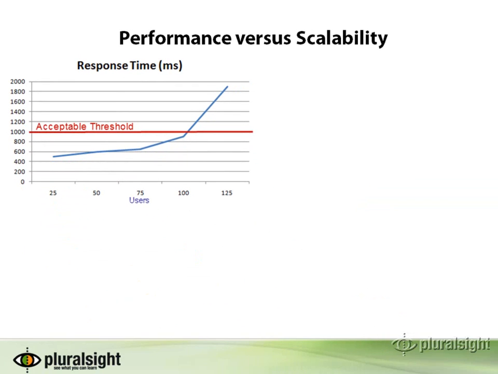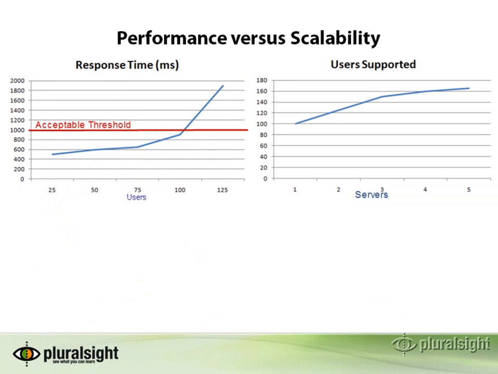Next, let's compare this to some scalability figures. If we look at how the system changes as we add additional servers to it, we can see that in the first level we have 100 users being supported at a reasonable, acceptable threshold. This coincides with the first graph shown on the left. Now, as we add additional servers, you can see that the number of users supported increases. At 2, the number of users might be around 120, 125. At 3 servers, it might be up to 140 or 150. And at 4 and 5 servers, we can see that we're in the vicinity of 160 users being supported.